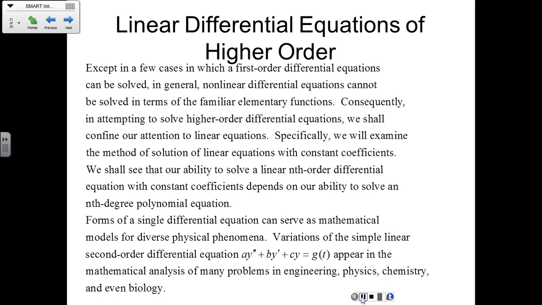Specifically, we will examine the method of solution of linear equations with constant coefficients, which means all of our coefficients are just going to be numerical. We shall see that our ability to solve a linear nth order differential equation with constant coefficients depends on our ability to solve an nth degree polynomial equation.